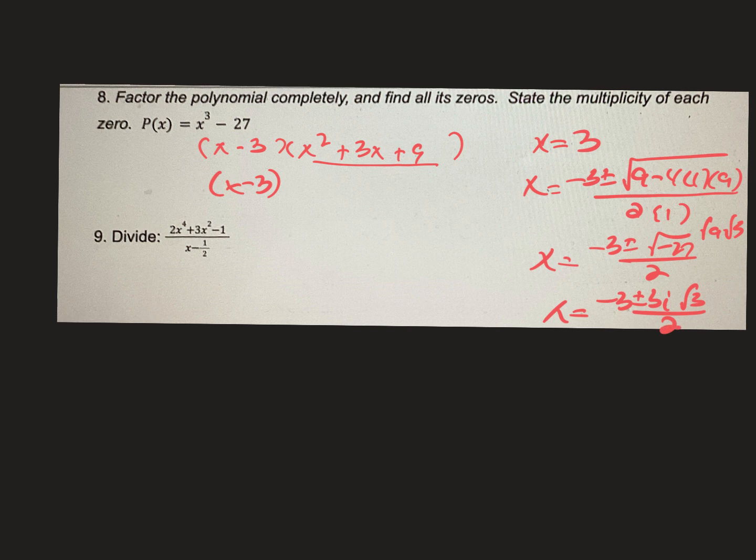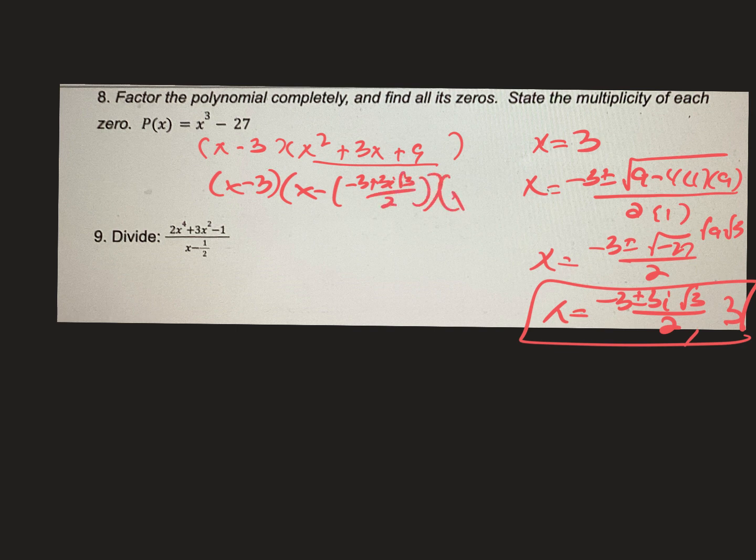There's my other 2 zeros. And so it says find all the zeros. So those 2 and the 3 are all the zeros. But it also said factor completely, so don't forget to do this step. You got to write as factors x minus negative 3 plus 3i root 3 over 2.